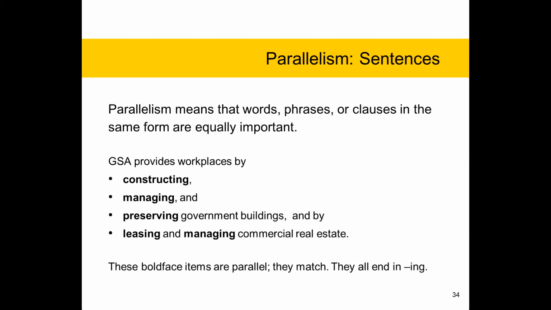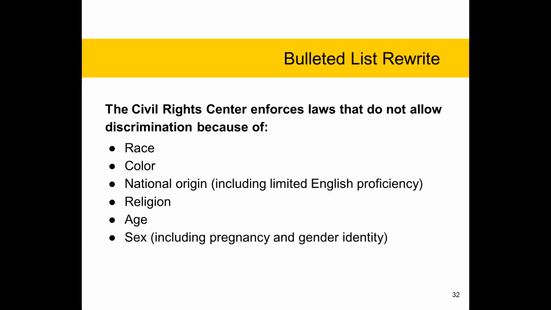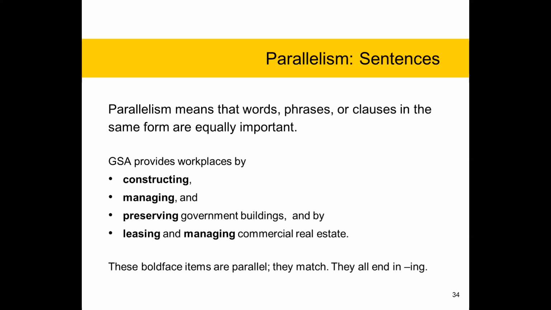Another element which comes up a lot in plain language review is, unless you have something that's simply a bullet item, you have to make sure that things are parallel. And we're going to have some exercises in that later. Parallelism means that words, phrases, or clauses in the same form are equally important.